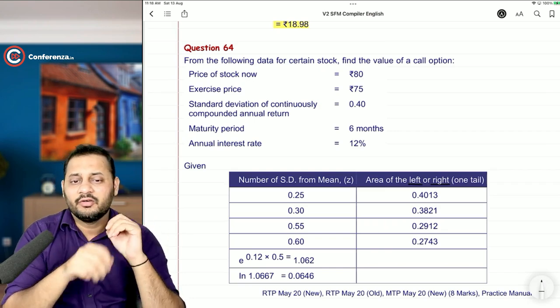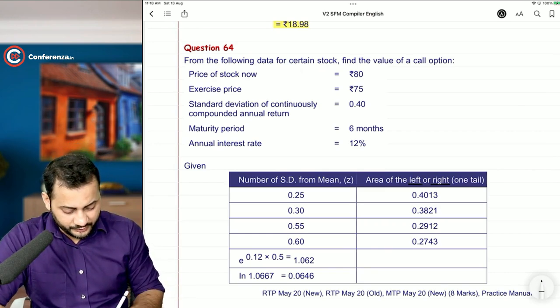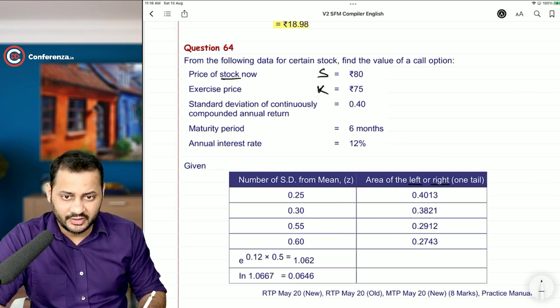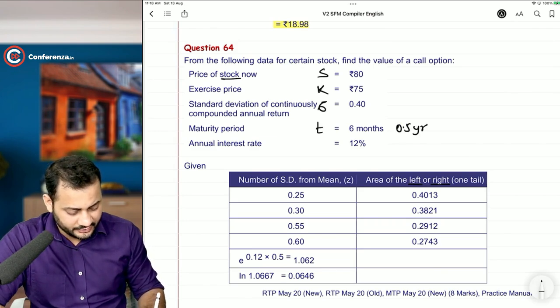From the following data for a certain stock, find the value of the call option. We have to find out the value of the call option. The price of the stock now is 80. Exercise price is 75. And the standard deviation is 0.40. Time is 6 months. You can write it as 0.5 years. And the risk-free rate of interest is 12% per annum.